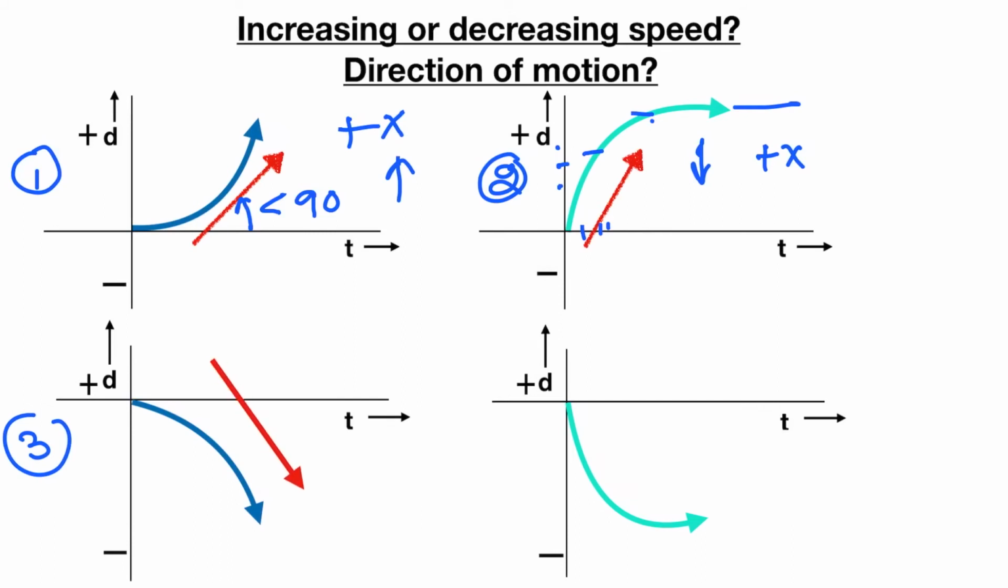Case number 3. Here, the direction of motion is minus x direction, or negative direction, as the angle made by this direction with positive x is greater than 90 degrees. In this case, initially the speed is less. As you can see, the rate of change of displacement with respect to time is less, and it increases as time passes. So this is motion in the minus x direction, and the speed is increasing.